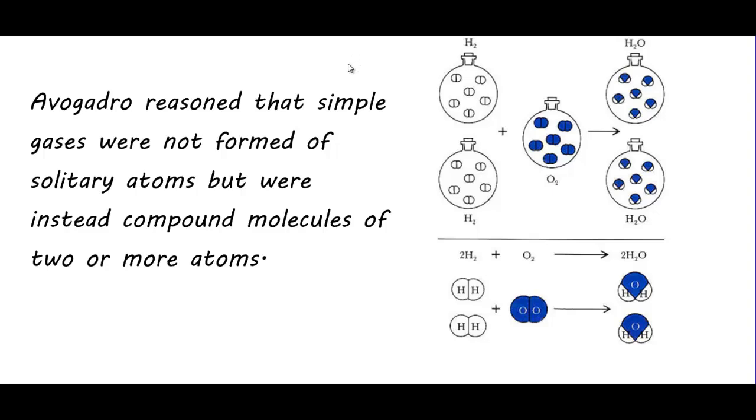And what Avogadro hypothesized was if all of these criteria are met, then the only thing we can conclude from that is that each container must hold an identical number of molecules. And that's what you see here on a very simplistic level. We've got 6 molecules of hydrogen, 6 molecules of oxygen.